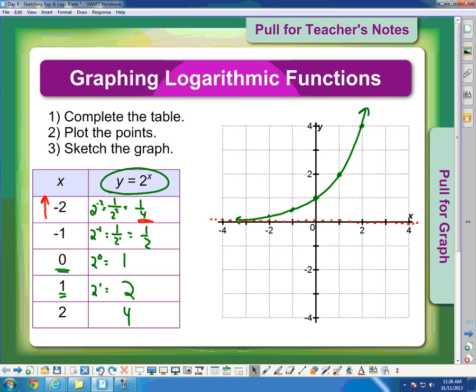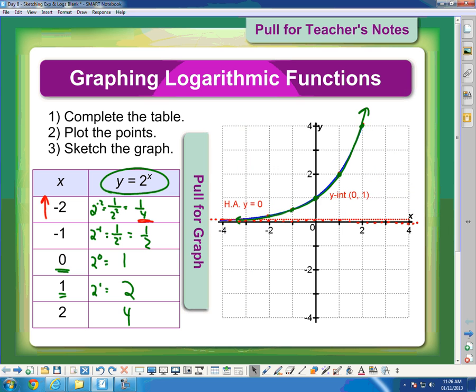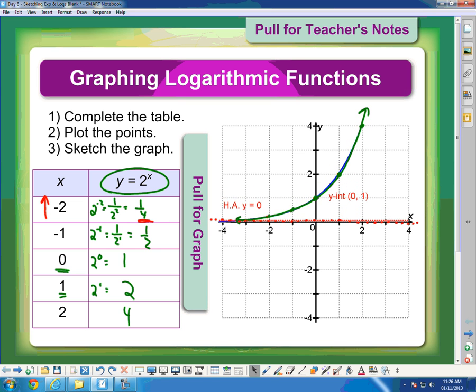And if we wanted to verify this, we can just pull up this graph. And you see the graph right there, overlapping mine, with your y-intercept at (0, 1). And so there it is, you see it at (0, 1). And your horizontal asymptote at y equals 0. So no surprise there.